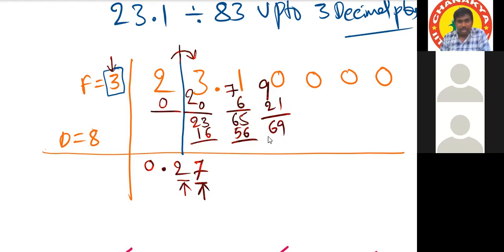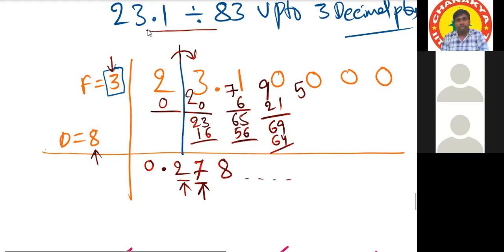Okay, and after flag multiplication is over, again come to the divisor. In 69, how many times will 8 go? 8 8s are 64, and the remainder is 5, sir. Write 5 before the next digit. Actually, we don't need to continue here because the question asks only for 3 decimal places. If you want, you can continue, but I am stopping here.